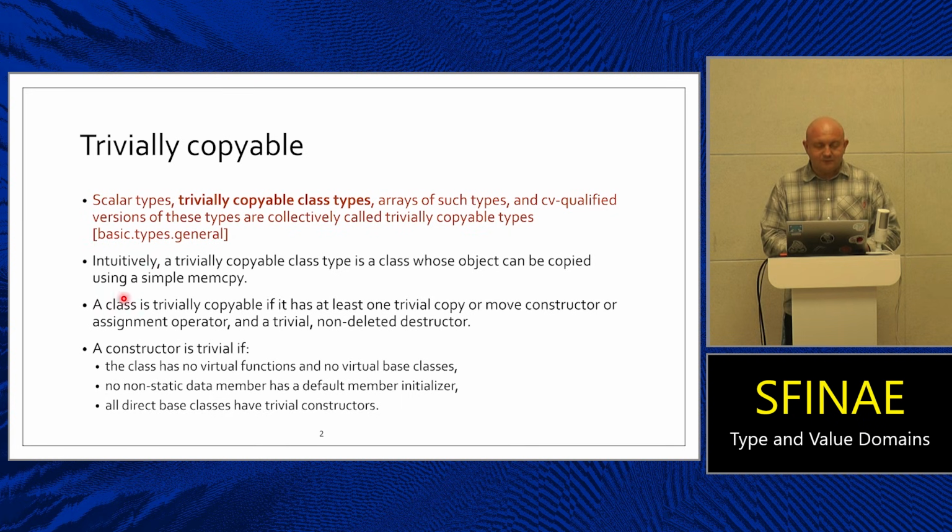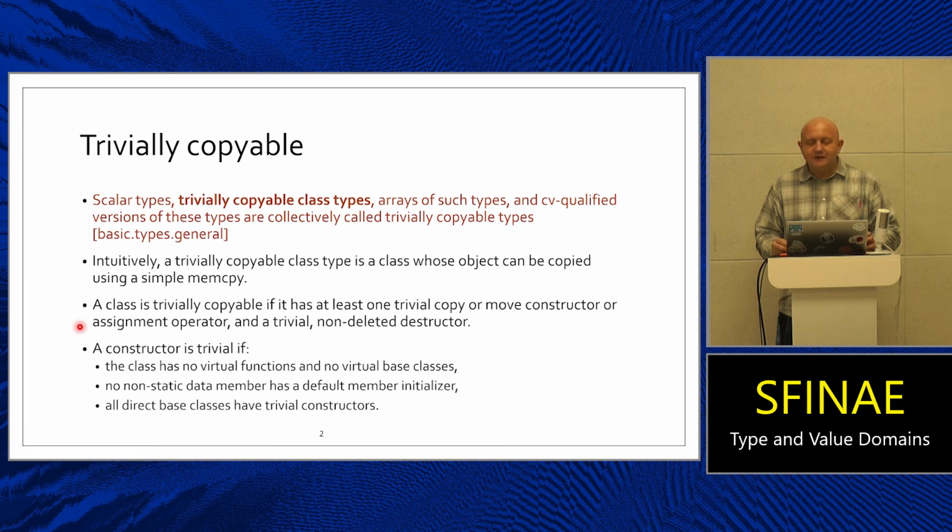And here's the rule. A class must have at least one trivial copy or move constructor or assignment operator and a trivial non-deleted destructor. Basically, the compiler should be able to copy and destroy it with no user code involved. And now, when is a constructor trivial? A constructor is trivial when the class has no virtual functions, no virtual base classes, and no data members with default initializers. And all its base classes must also have trivial constructors.